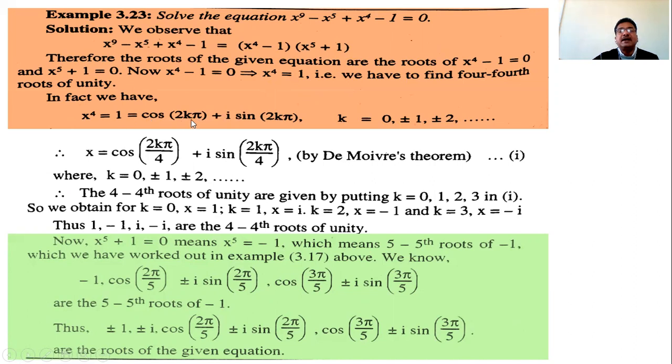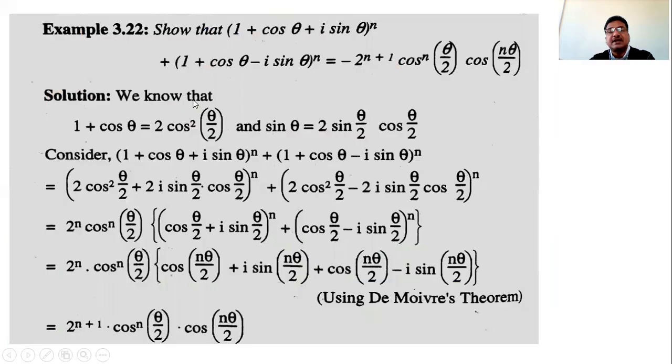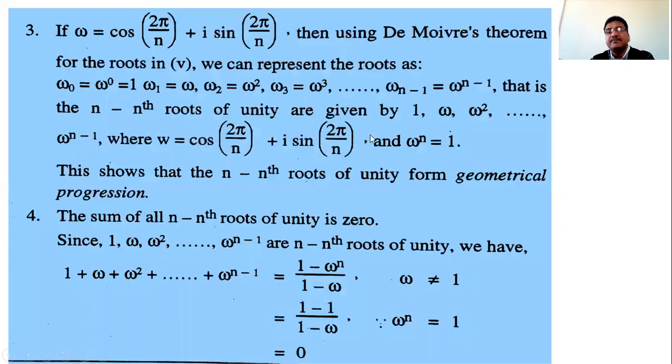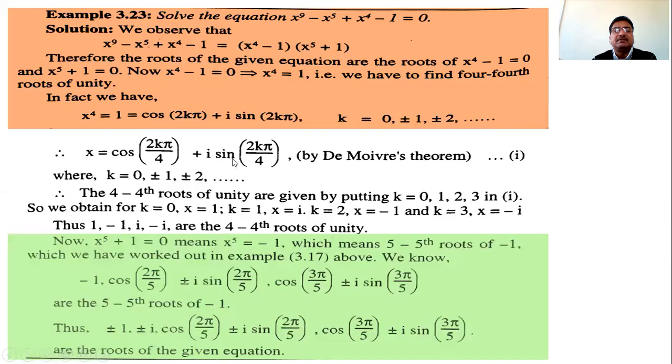So express 1 in the polar form, cos 2kπ plus i sin 2kπ, because 1 is cos 0 plus i sin 0. First write 1 as cos 0 plus i sin 0, and then add 2kπ. So 0 plus 2kπ is 2kπ. And then take the 1 by 4 power.